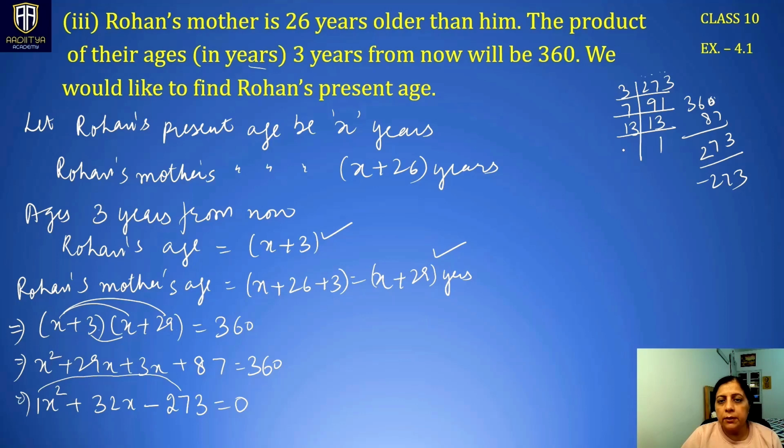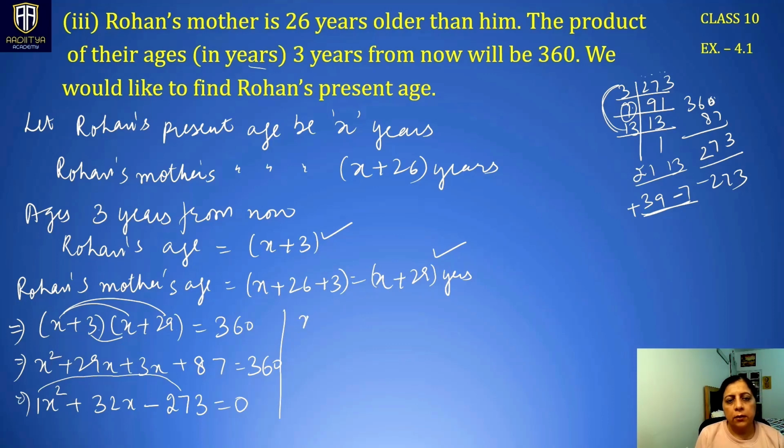Right? So that means 32. 273. 7 3s are 21 and 13. No, this is not the perfect pair because we will not get 32 out of this. Then we do it: 13 3s are 39 and then 7 is left here. So yes, if we keep this as positive and this as negative, we can see 39 minus 7 is 32, plus 32. And moreover, the product is negative 273. So I'm factorizing here.